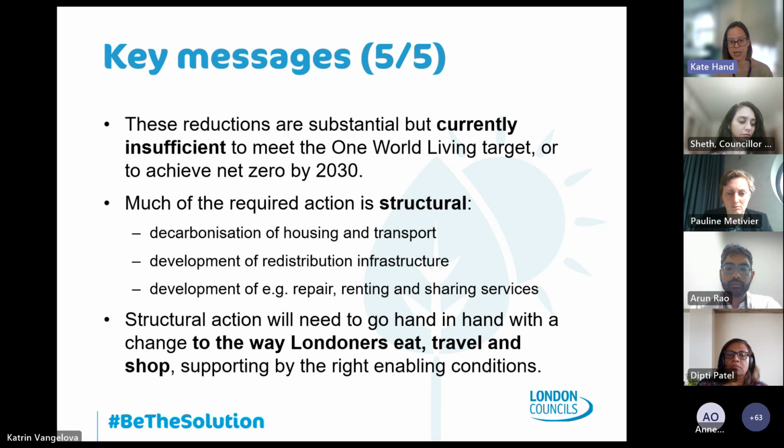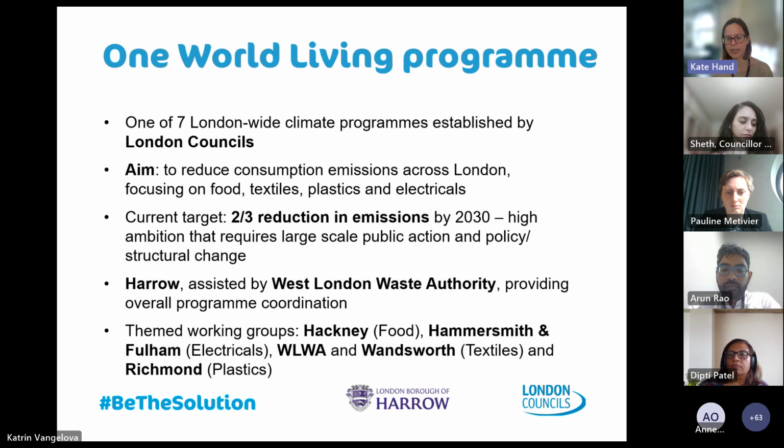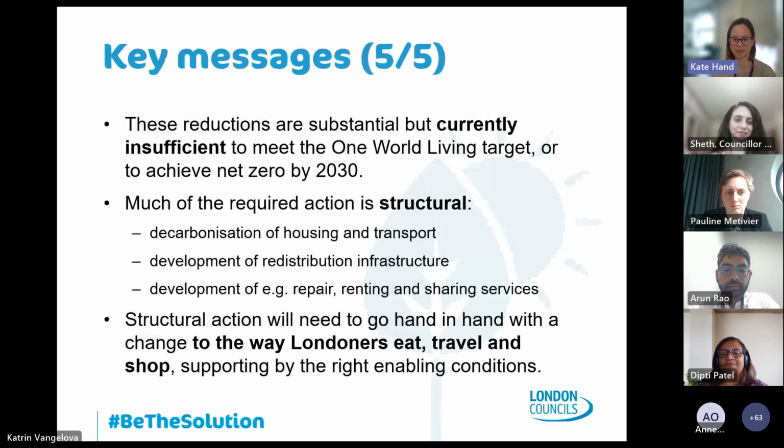So there is behaviour change here, but our role as London government is to provide the right enabling conditions so that people can make those good choices. That's it from me. I'll hand over to Dipti.